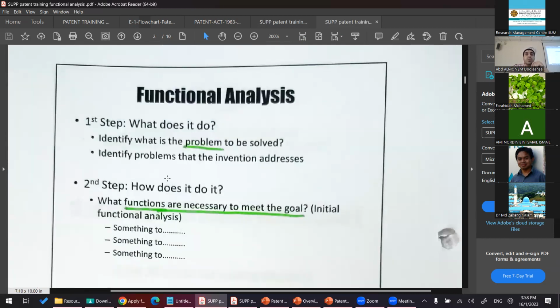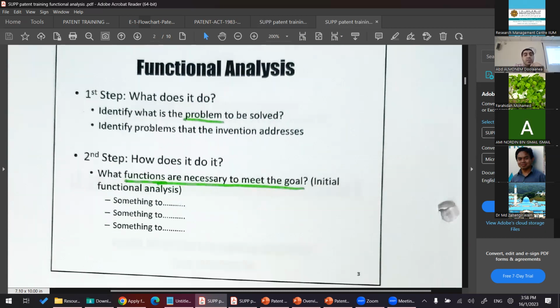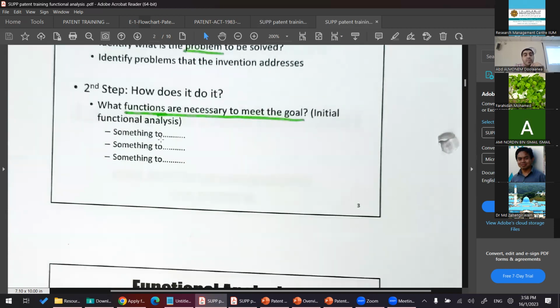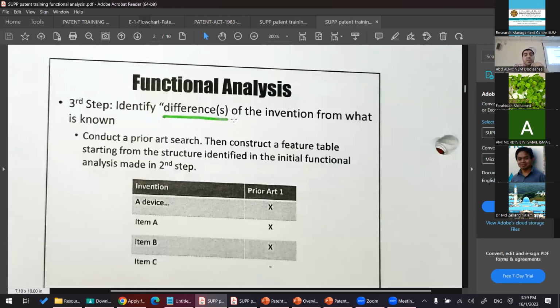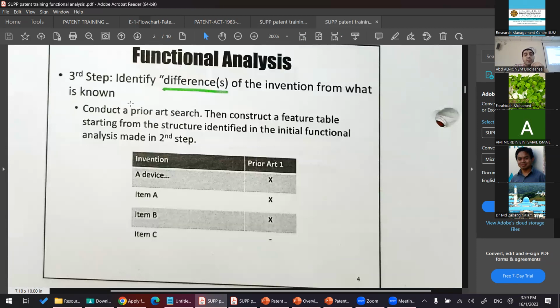Then these steps will help you to write your claims to be different from the prior art, so that it can be novel and inventive. So identify the problem to be solved, identify the problem that the invention addresses, what functions are necessary to meet the goal. So what you need, different functions to solve the problem. What are the differences of the invention from what is known, the prior art? So you can do this comparison.